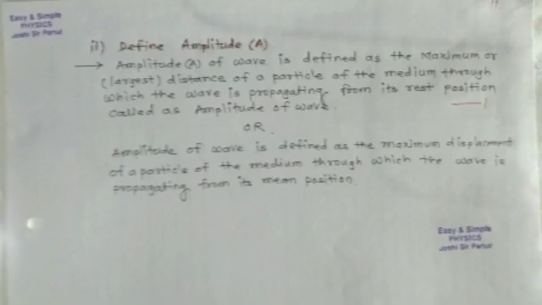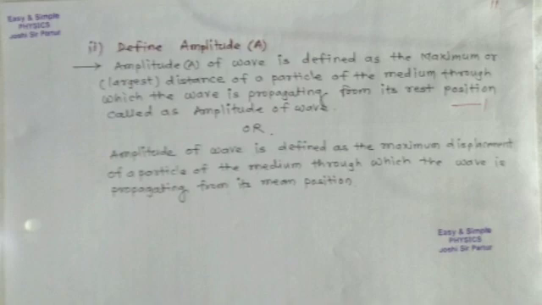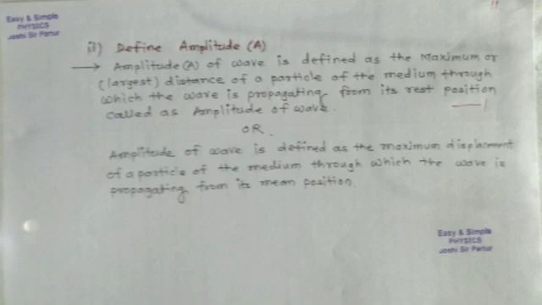Question 2. Define amplitude. Answer: the amplitude of a wave is defined as the maximum or largest distance of a particle of the medium through which the wave is propagating from its rest position, called amplitude of the wave. Or, amplitude of the wave is defined as the maximum displacement of a particle of the medium through which the wave is propagating from its mean position.